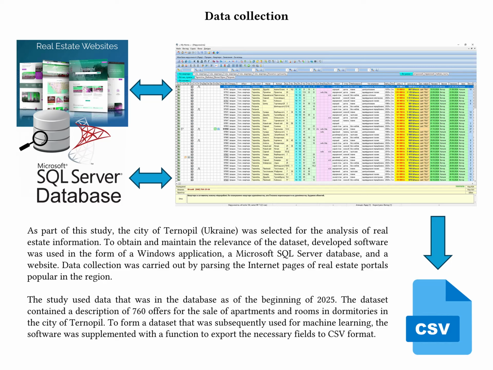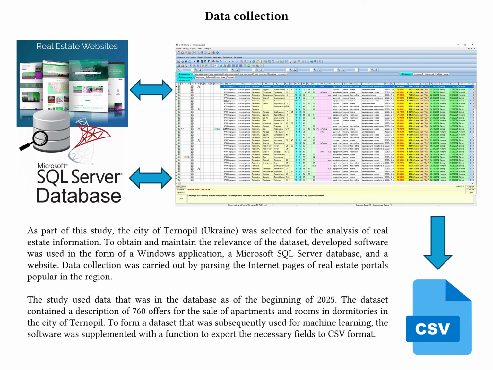As part of this study, the city of Ternopil was selected for the analysis of real estate information. To obtain and maintain the relevance of the dataset, developed software was used in the form of a Windows application, a Microsoft SQL Server database, and a website. Data collection was carried out by parsing the internet pages of real estate portals popular in the region. The study used data that was in the database as of the beginning of 2025.